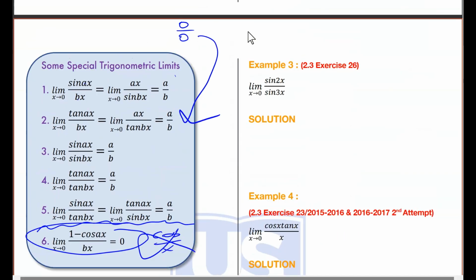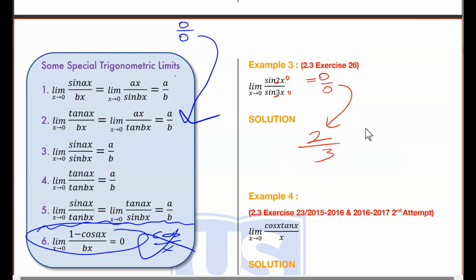Okay, let's move on. Another simple question. Plug 0 first. Sine 0 is 0. Sine 0 is also 0. So 0 over 0 case, which needs to use these rules. According to the rule, we just focus on the coefficient of x's, which are 2 at the top, and 3 at the bottom. So 2 over 3.